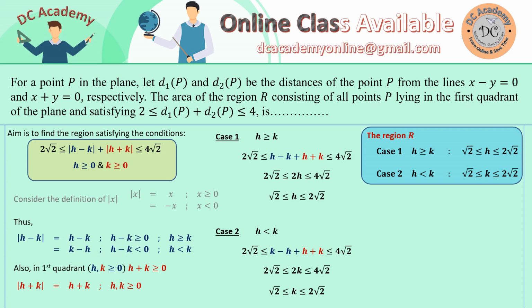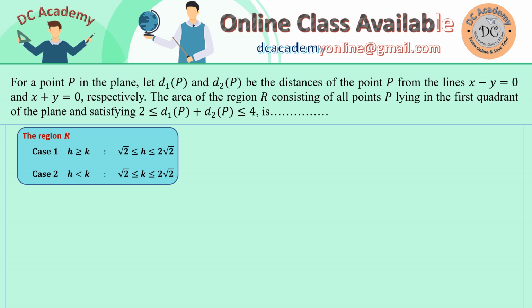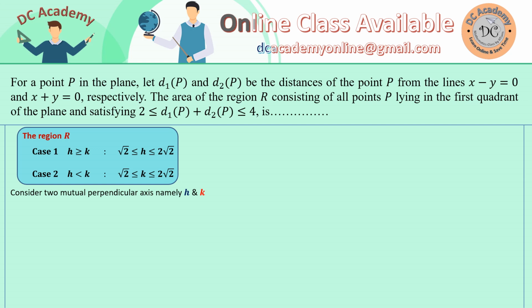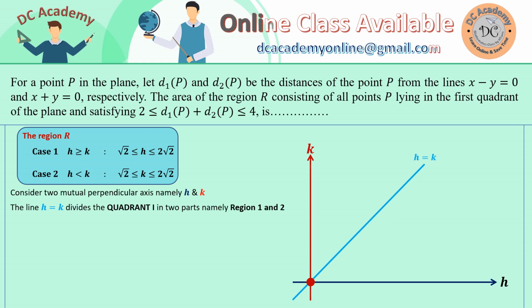So let's go ahead and try to locate it on a coordinate axis so that we can visualize the region. Here we have the condition h greater than or equal to k. What is h greater than or equal to k? Obviously, we can draw a line. To draw that line, we draw two mutually perpendicular axes, namely h and k. We draw h as the horizontal axis and k as the vertical axis. Draw a line which is h equal to k. It's a line passing through the origin with slope 1, so that we can easily go ahead.